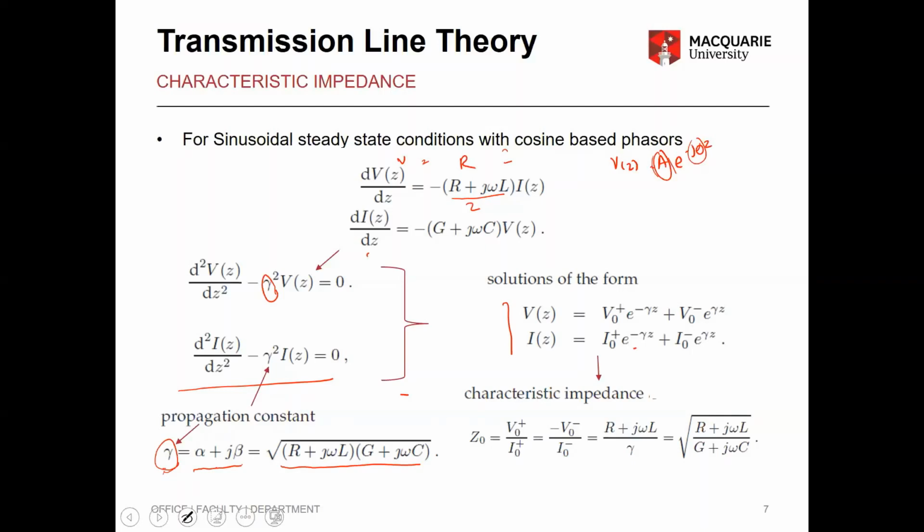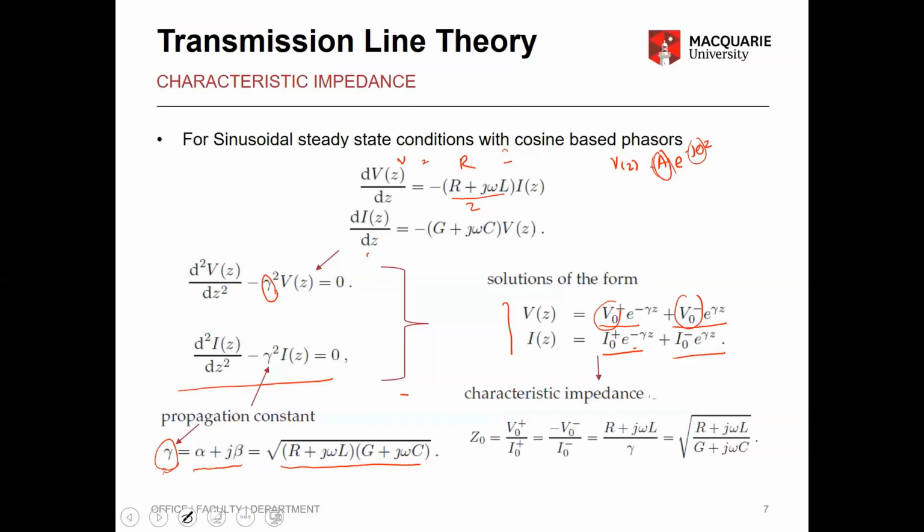In the sense that V(z) equals V0+ e^(-γz) plus V0- e^(γz). Now what it simply says is that the voltage at any point z is a function of two terms. And the same way, the current at any z point is a function of two terms. If we know these terms, we can find the voltage at any point.